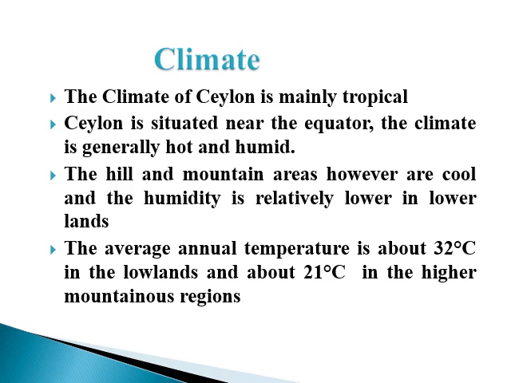If we talk about the climate of the Ceylon subregion, the climate is mainly tropical. Ceylon is situated near the equator, so the climate is generally hot and humid. The hills and mountain areas, however, are cool, and the humidity is relatively lower in the lowlands. The average annual temperature is about 32 degrees centigrade in lowlands and 21 degrees centigrade in higher mountainous regions.